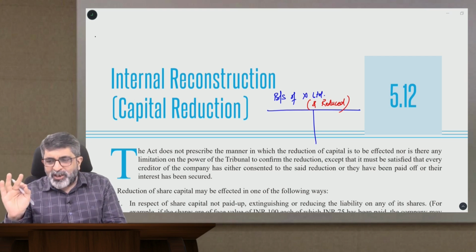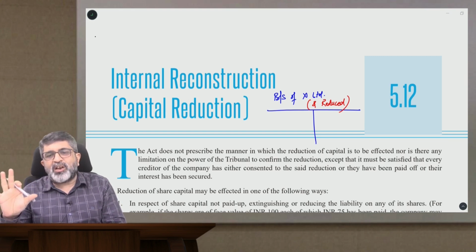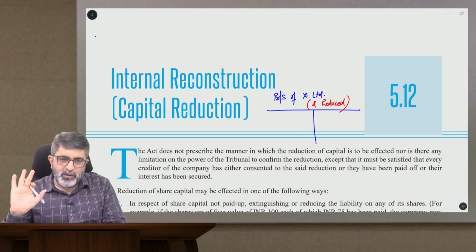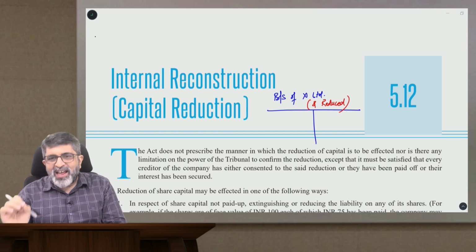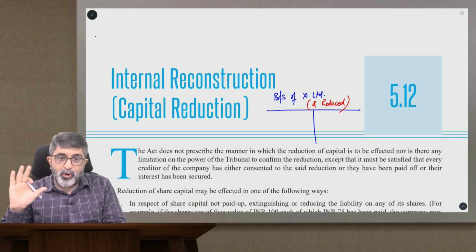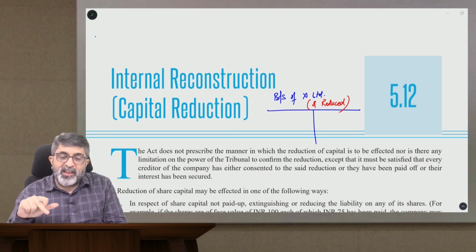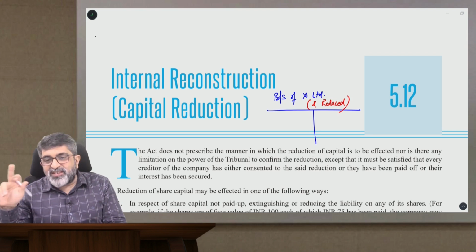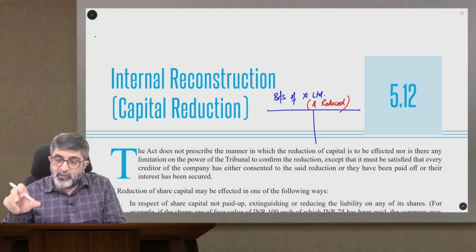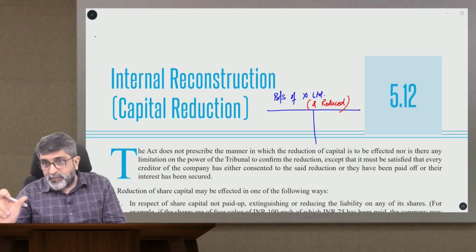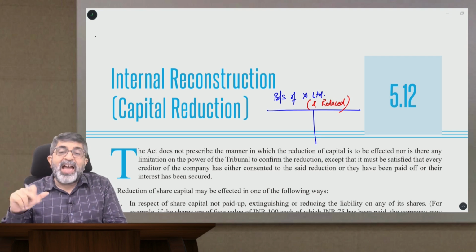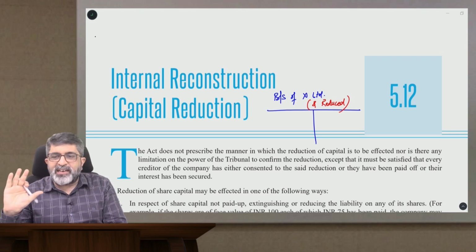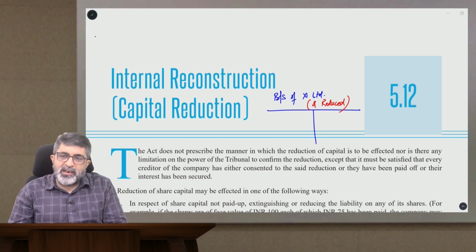So the temporary account that I have mentioned could be named as reconstruction account or capital reduction account. There is no standard applicable on how to make this account or what should be the title of that account. What is compulsory is that the balance sheet that you make after reconstruction must have the title, and within brackets you have to mention "and reduced", which will indicate that this is the balance sheet after reconstruction.